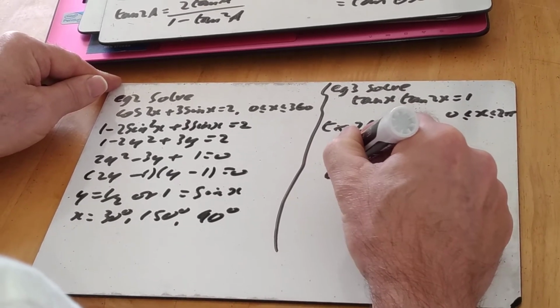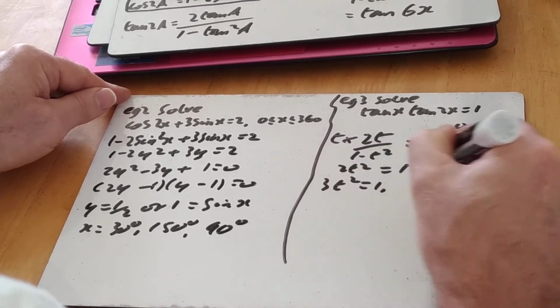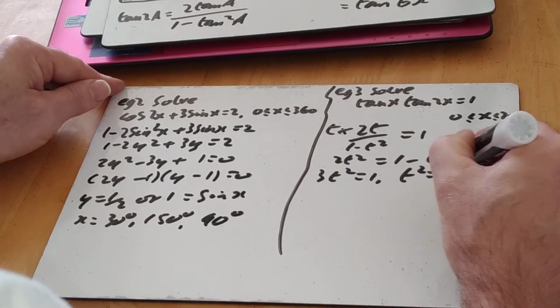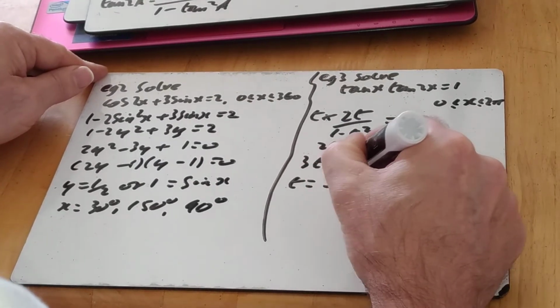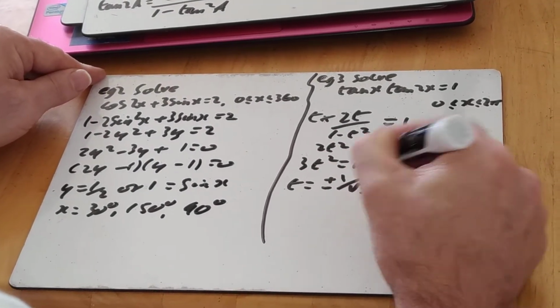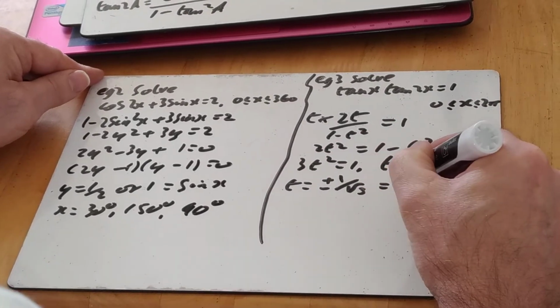So 2t squared, cross multiply, equals 1 minus t squared. 3t squared equals 1. T squared equals a third. So t equals plus or minus 1 over root 3. And that's whatever tan x is.